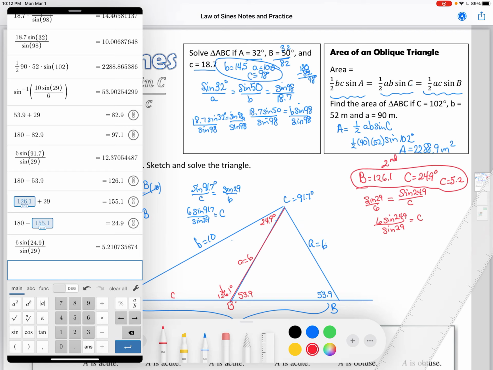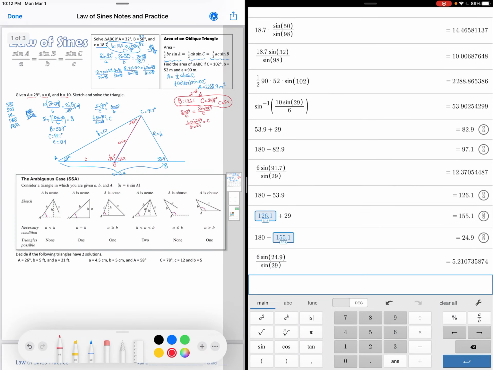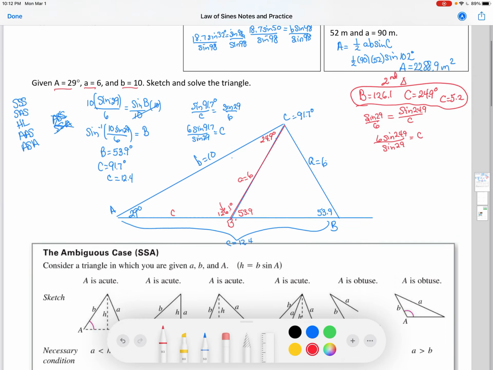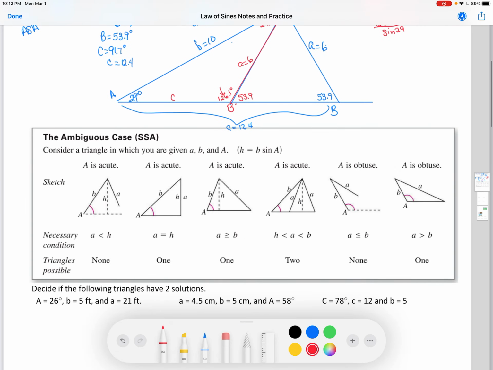This is our second triangle. Now this only happens when you are given two sides and the non-included angle. And it doesn't always happen. So this is called the ambiguous case in pre-calculus.